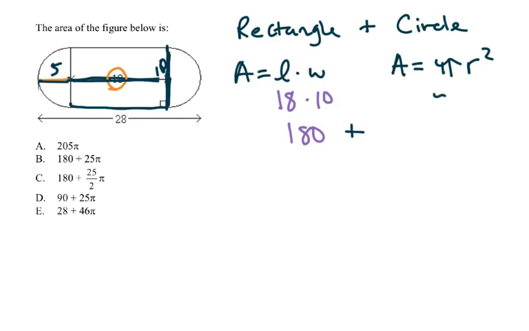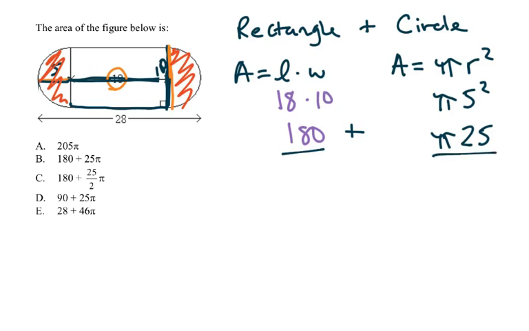So we can say pi, my radius, well, we said the diameter right here is 10. The radius would have to be 5. So I can plug in 5 squared. And 5 squared is going to be 25 pi. And we don't have to divide that by 2 because remember we have 2 halves of the circle. So altogether it makes a full circle. So our answer will be 180 plus pi 25.